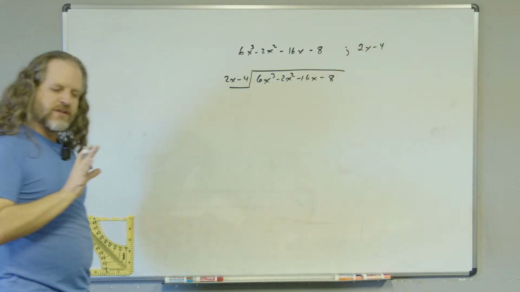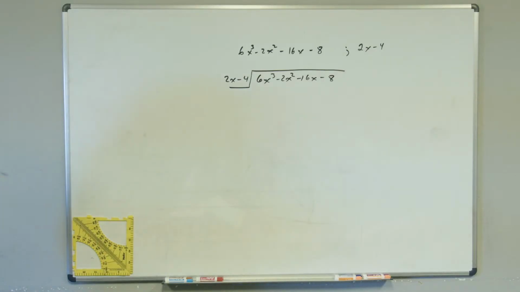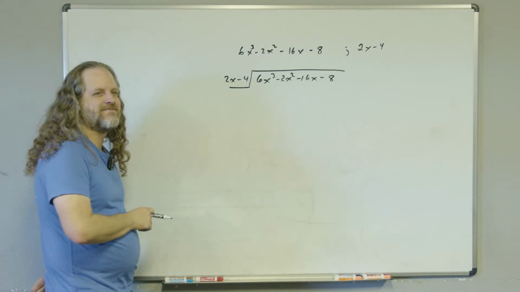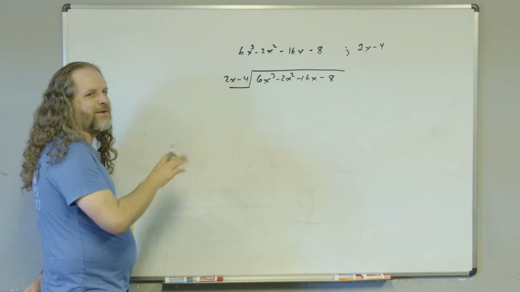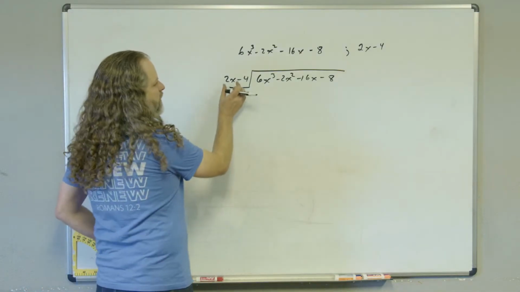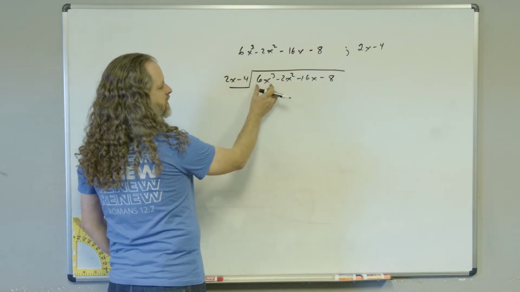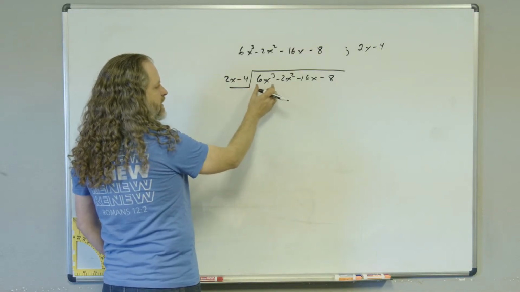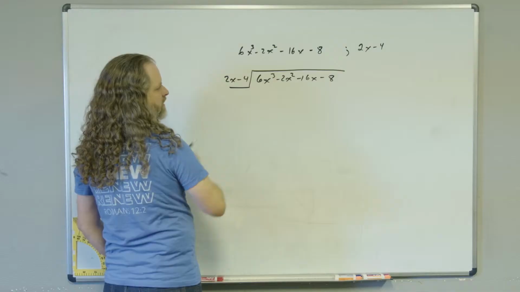And yes, we can do synthetic division. We're going to remember how to do that in a minute. So what are the next steps? We gotta multiply. No, you're not to the multiply yet. We got to divide first. Oh yeah, and then we gotta multiply. So we're going to divide this first one into this one. So what is 6x cubed divided by 2x?